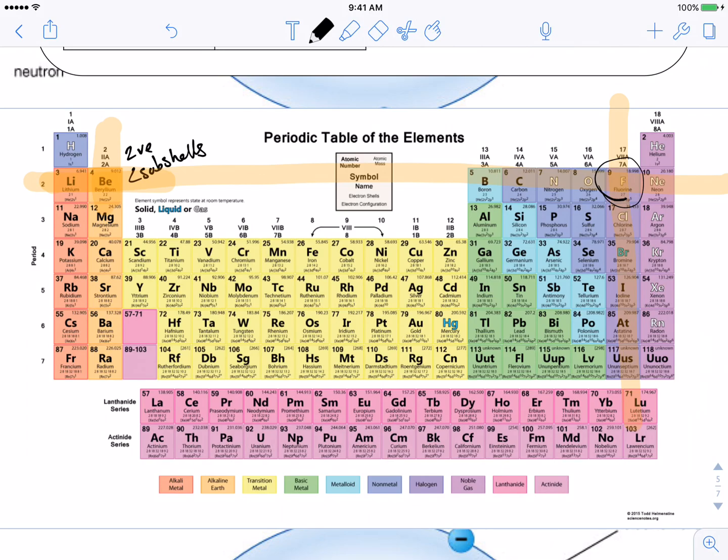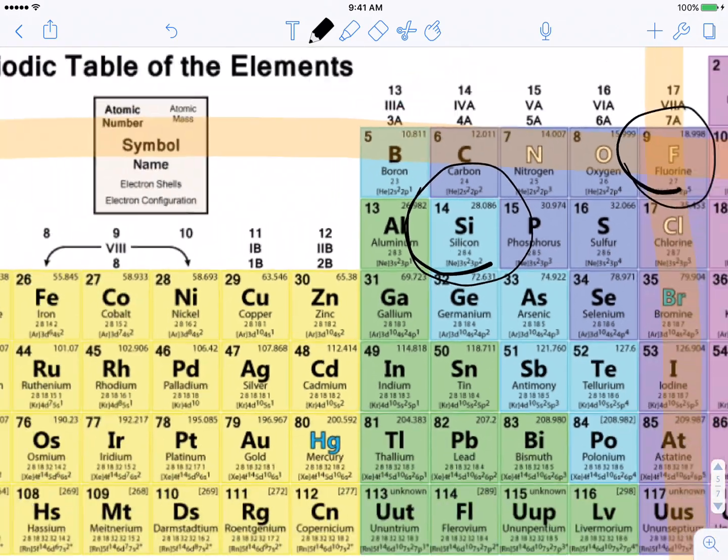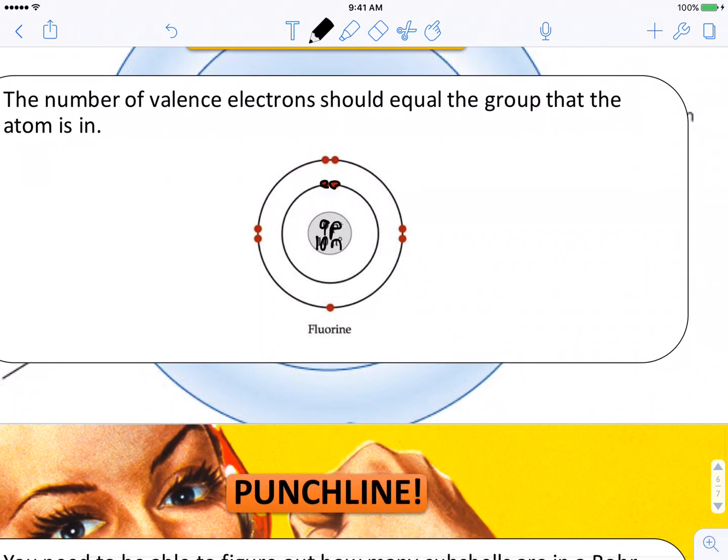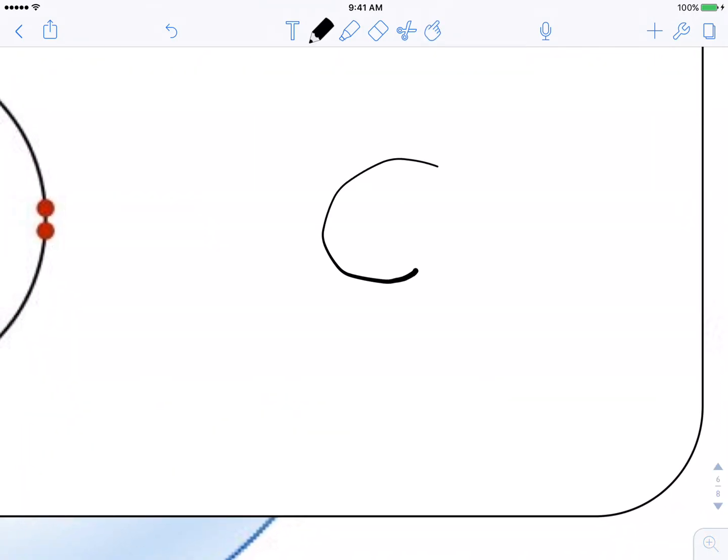Let's do one more practice. Silicon. Let's do silicon. Silicon has 14 protons, and let's say our isotope will be silicon 28. So let's find some space. So we draw our nucleus. Silicon's atomic number was 14. Had a mass of 28.